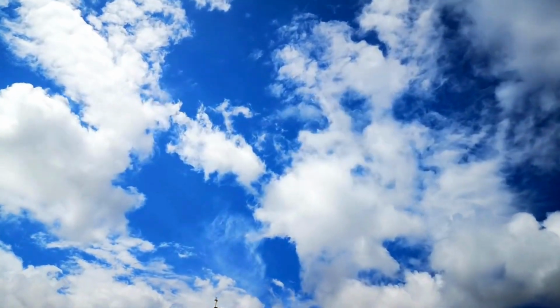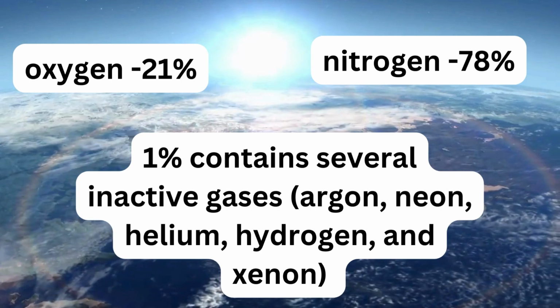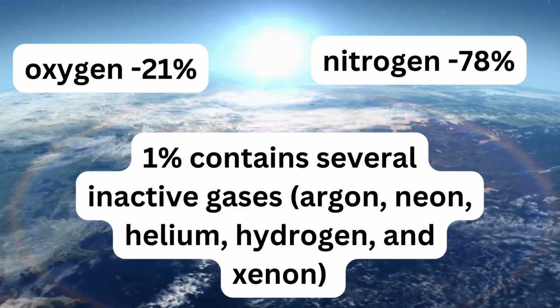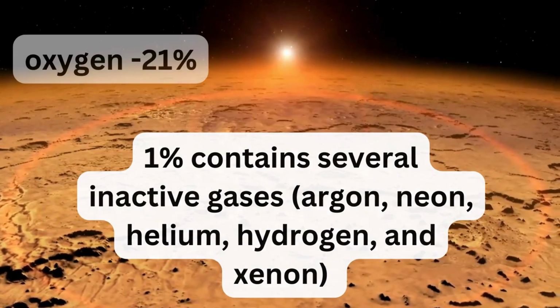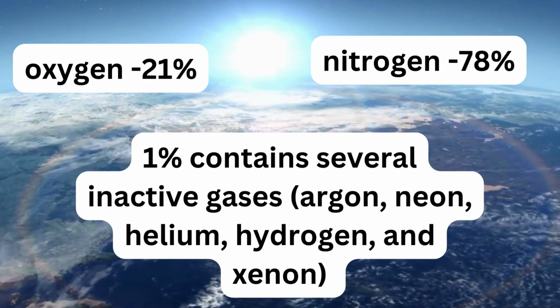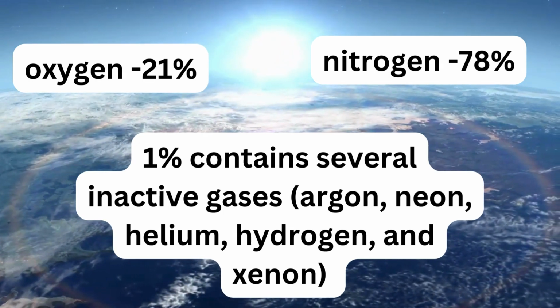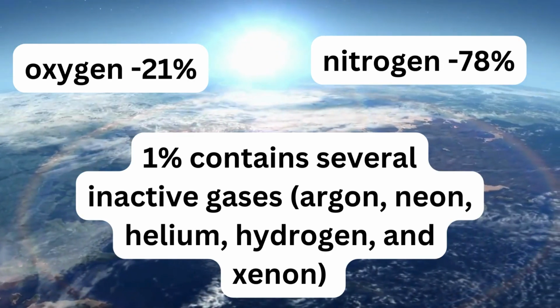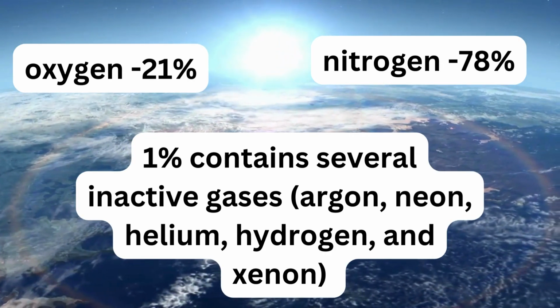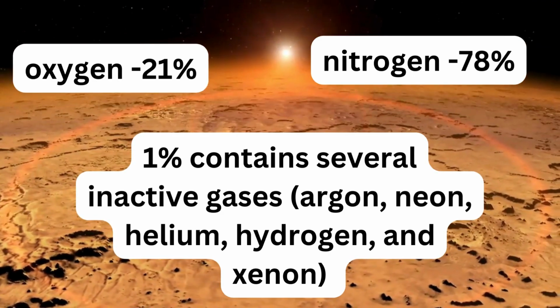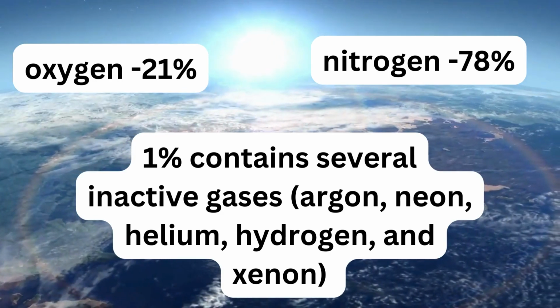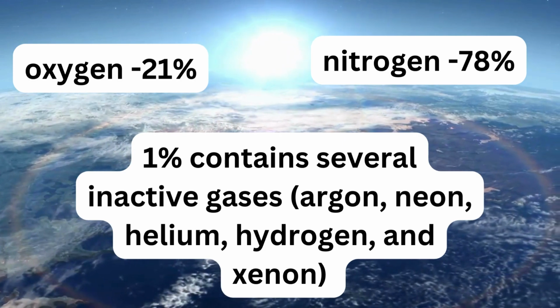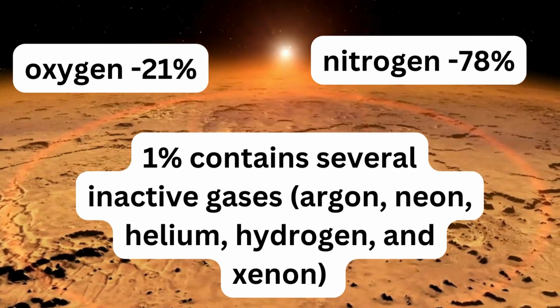Earth's relatively thin atmosphere primarily consists of a mixture of nitrogen, 78%, and oxygen, 21%, gases. The remaining 1% contains several inactive gases: argon, neon, helium, hydrogen, and xenon, and several other gases that vary in concentration: water vapor, carbon dioxide, methane, nitrous oxide, ozone, and chlorofluorocarbons.